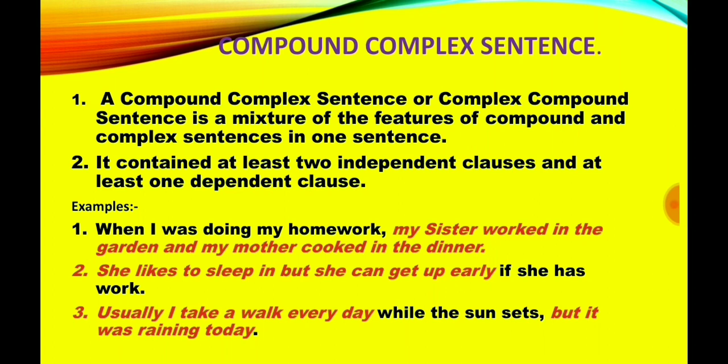She likes to sleep in but she can get up early. These are the two independent clauses. And if she has work is the dependent clause. Third example, usually I take a walk every day. This is an independent clause. While the sun sets is a dependent clause. But it was raining today is an independent clause.